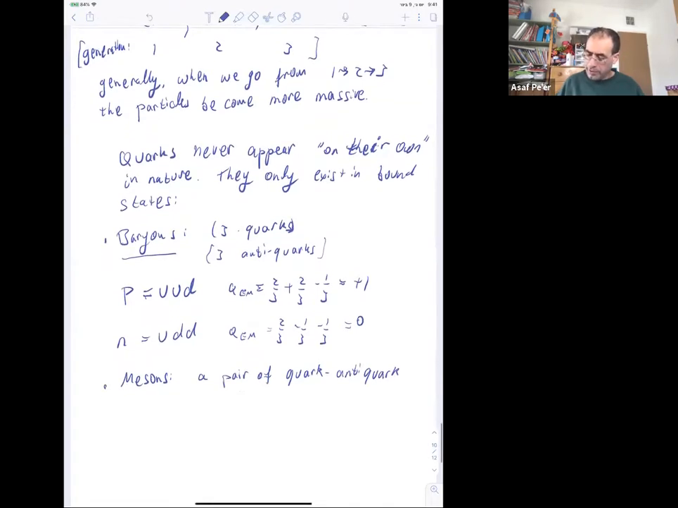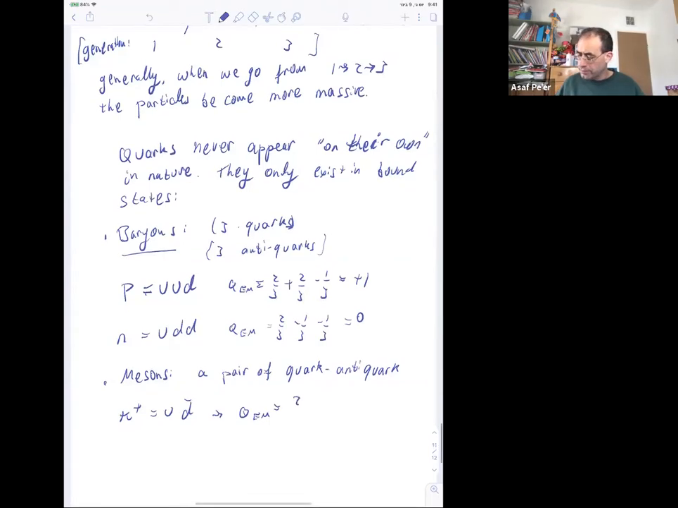Right? So for example, the pion is made of up and anti-down. So the charge of the pion is 2/3 plus down, which is minus 1/3, but anti-down is plus 1/3. So we can say 2/3 plus 1/3. So it's a +1 overall.